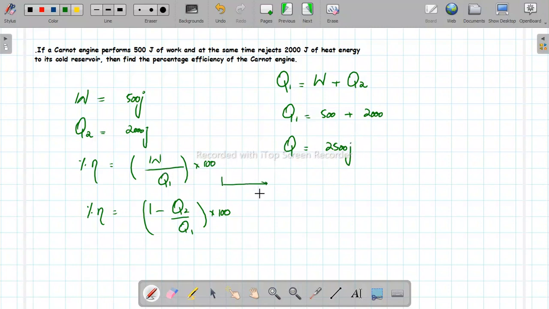Just put these values in this equation. I would like to go with this one. You can go with whatever you feel like. Percent efficiency is work done by the system, 500 joules, over heat supplied by the hot reservoir, 2500 joules, multiplied by 100. Ones, fives: 100 over 5 is nothing but 20%. That is, 20% of the input energy is converted to useful work, whereas 80% of the input energy is rejected to the cold reservoir.